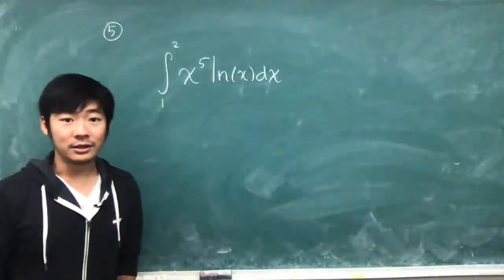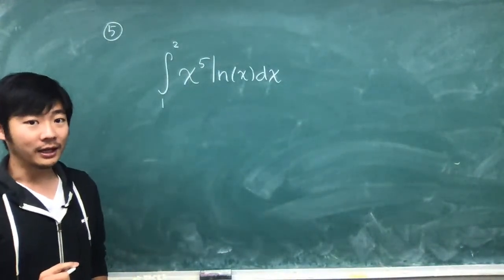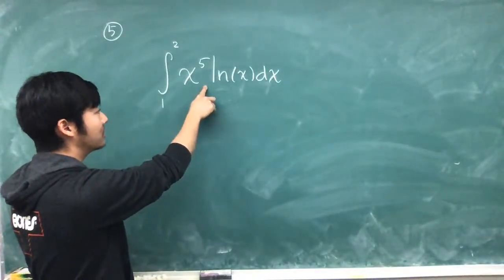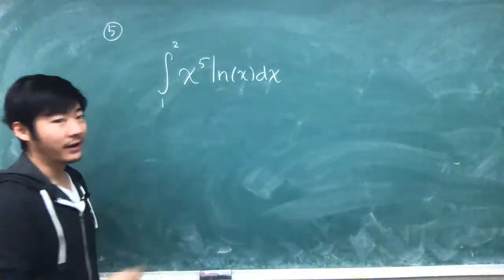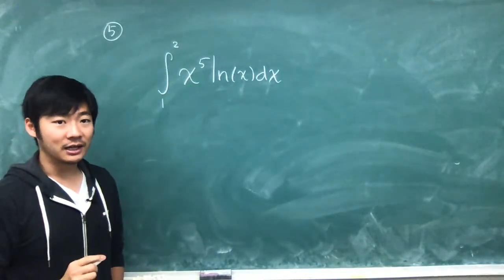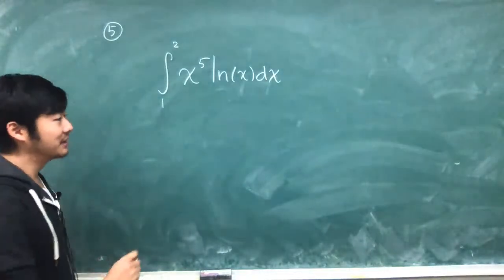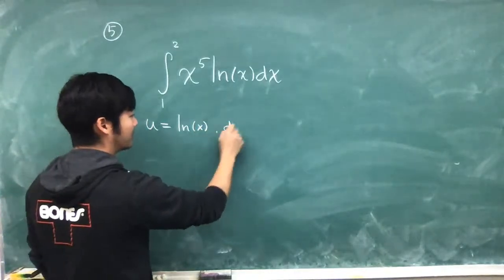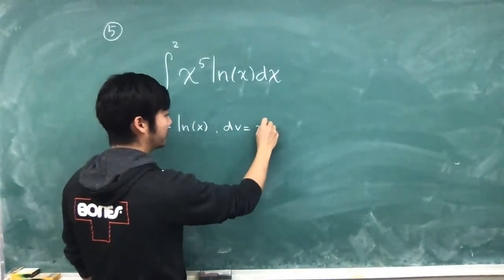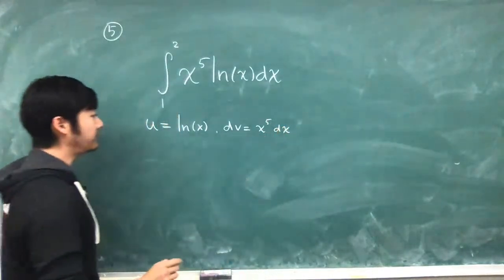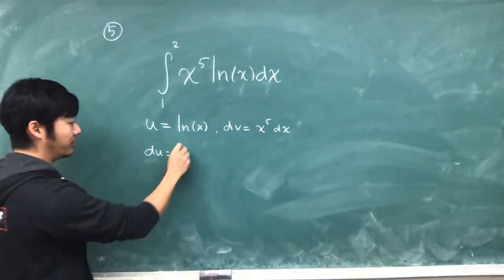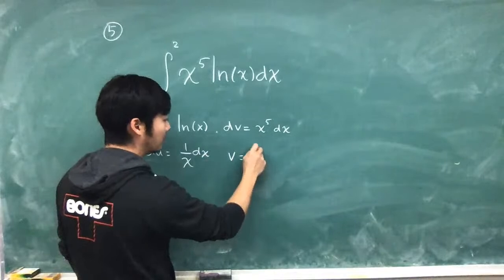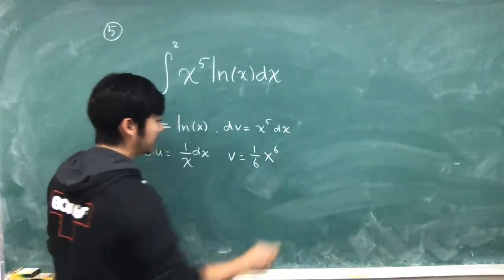Okay, so for this one, this is a definite integral, and you want to integrate a product of functions. One of them is log, and the other is x to the 5. So if you see log, then it's always a good idea to just use integration by parts. So let u equal natural log of x. dv will be the leftover terms. And then du will be 1 over x. And v will be 1 over 6 x to the 6.